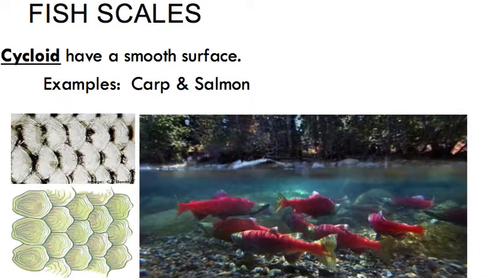The first one is the cycloid scales. These are going to have a very smooth surface to them. Carp and salmon are going to have these, and you can see here in these pictures of them that they just have a little bit of overlapping to them, but overall have a smooth texture.